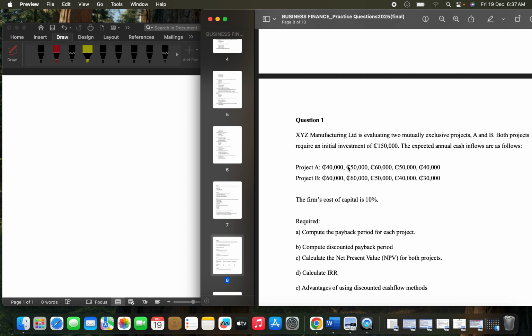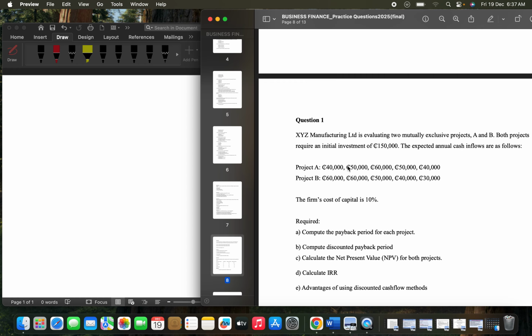Now we're also given project B. With project B, they gave us 60,000. They gave us another 60,000. They gave us 50,000. Take note, I'm picking the numbers from the question I just opened, so I'm rewriting the values here, then I'll start solving, so that I don't get confused. This is 50,000. This is 40,000. This is 30,000. So this is project B.